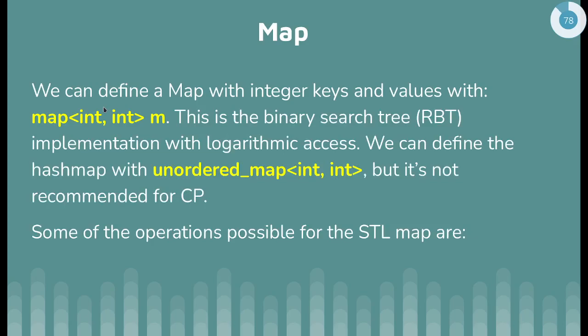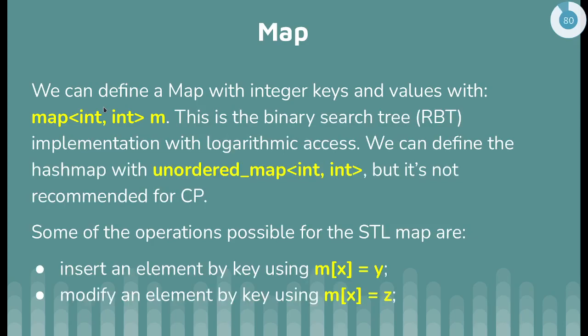Then there is the map structure, which is the same as in other languages. In Python, I think they are the dictionaries. The way to define a map is you write map of types, and then the map name. The first type you define is the key of the map, the other is the value. The key uniquely defines the entry of this map.